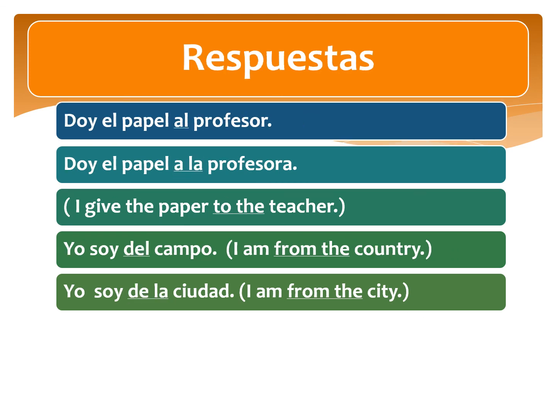All right, doy el papel al profesor. So it's el profesor. So to the becomes al. Notice the next one, la profesora. So a and la do not contract. I give the paper to the teacher. So notice how it's not translating exactly word for word between Spanish and English, and there can be a variation depending on if the person is masculine or feminine.